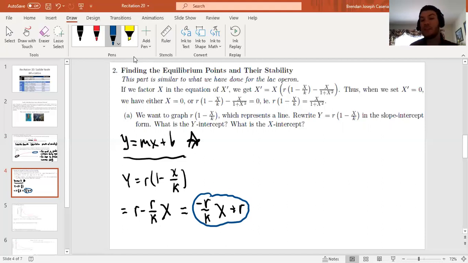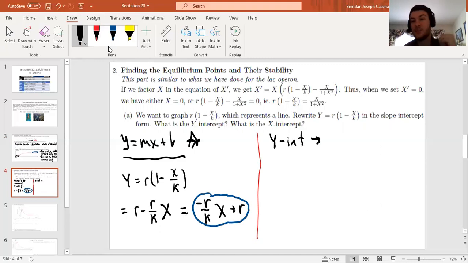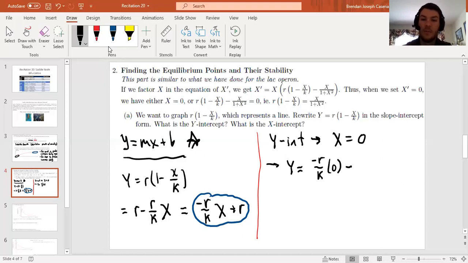So from this, we can determine the y-intercept and the x-intercept. The y-intercept, right? This is where the line crosses the y-axis, and that is equivalent to saying that x equals 0. So this means that y equals negative r over k times 0 plus r, which is just r. So the y-intercept is y equals r. That's convenient for us.